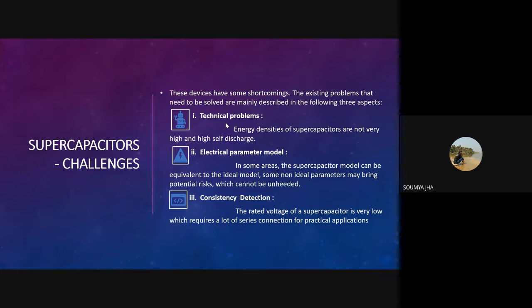And the other two problems are like the electrical parameter model. Generally we observe that the supercapacitor model is equivalent to an ideal model, but in the real case we don't live in this ideal model, which can bring various potential risks that cannot be unheeded. And in the consistency detection method, we can see that the voltage of the supercapacitor is very low, and it requires a lot of series connection in the field of practical applications.